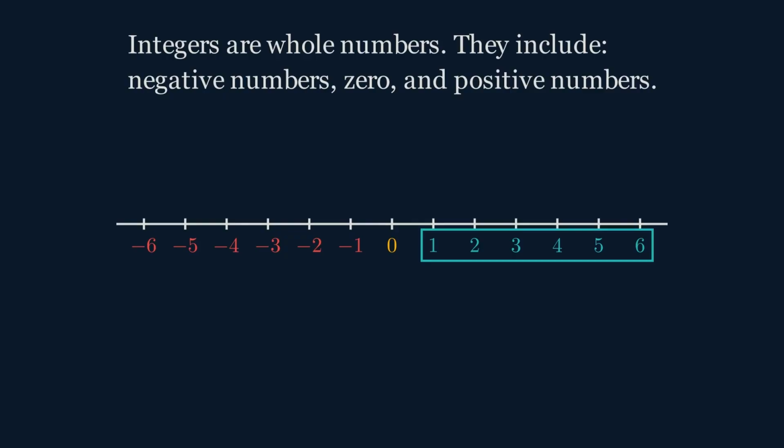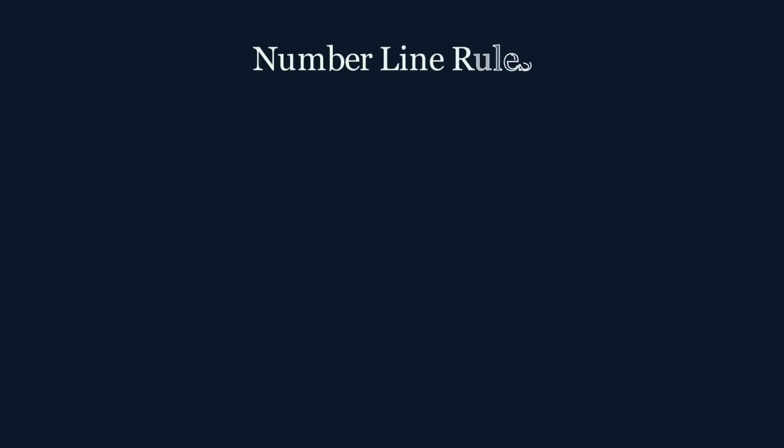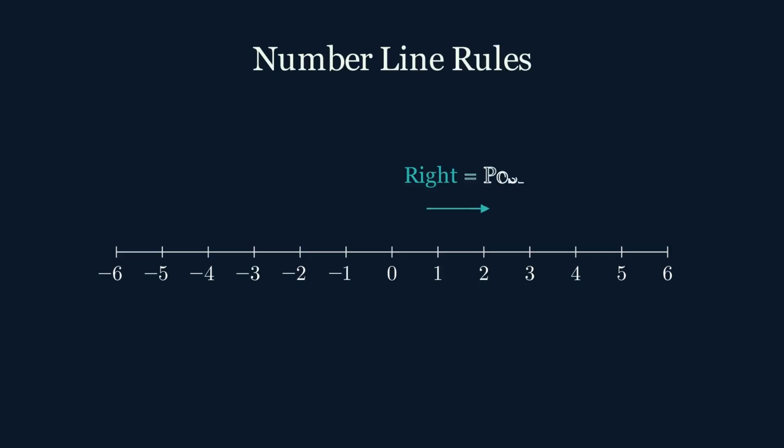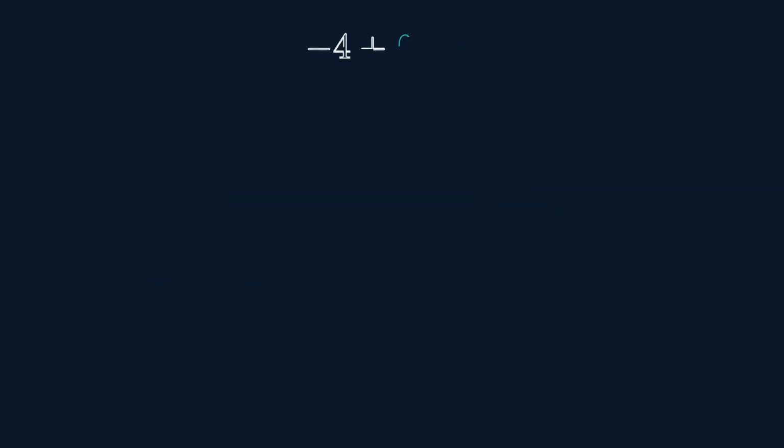To move along the number line without making mistakes, we just need to remember two simple rules. Whenever we add a positive number, we move to the right. Whenever we add a negative number, we move to the left. Keep these directions in mind. Let's look at our first example.